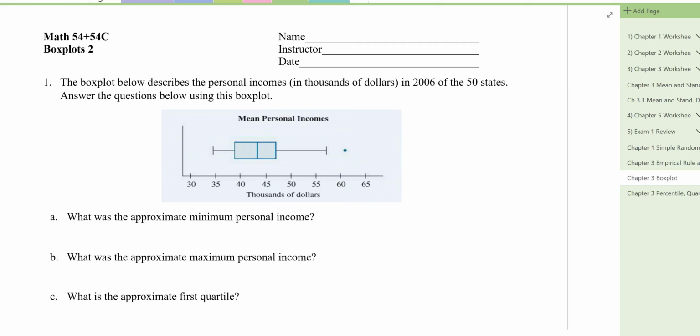Hello, in this lesson, I'm going to review a boxplot. So first, let's look at the boxplot below. The box describes the personal incomes in thousands of dollars in 2006 of the 50 states. Answer the question using the boxplot.